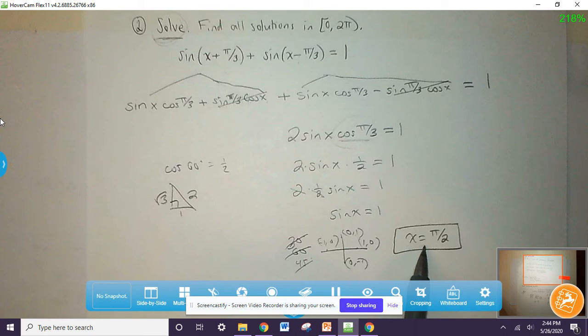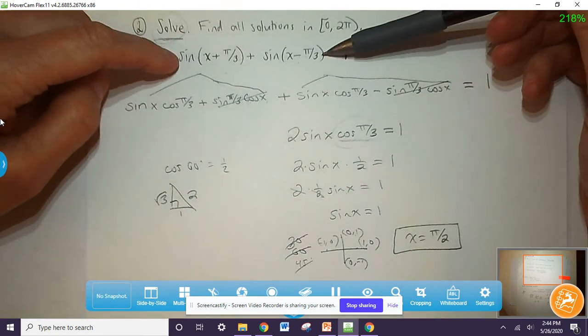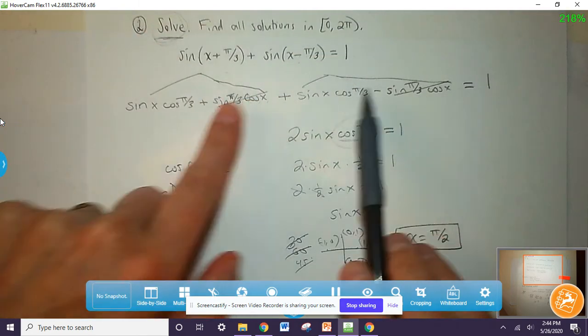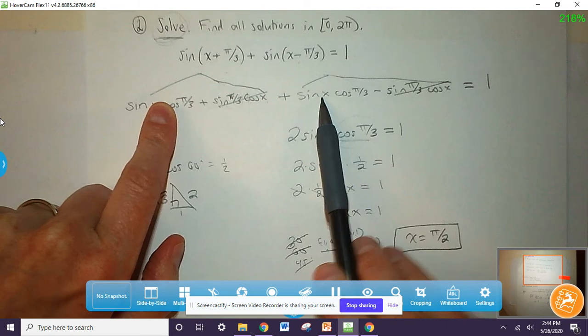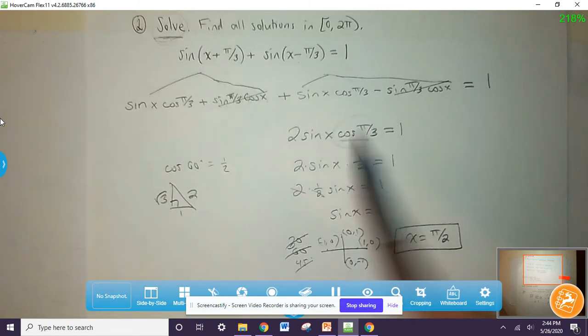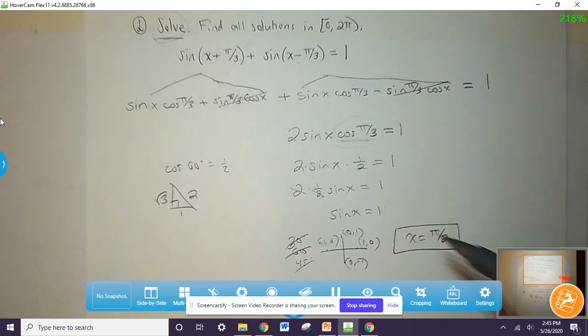So just to recap the steps that we took, we expanded both of these sum and differences. We canceled and combined. We evaluated, because there's an angle in there. We simplified the equation, and then we solved the equation.